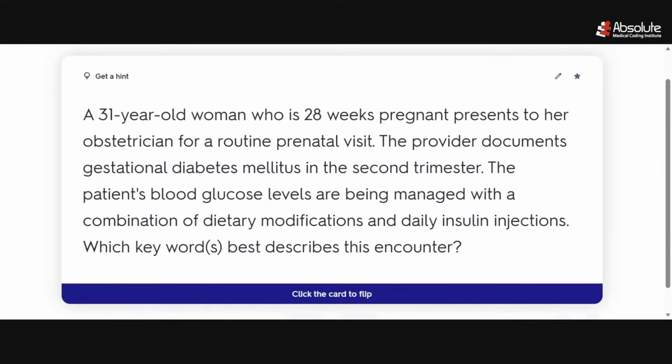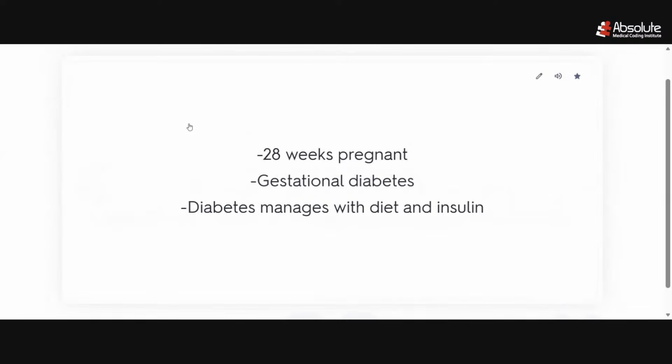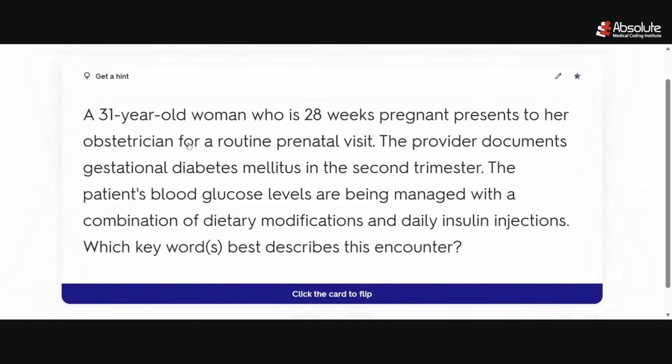All right, it is about that time. So if you're in the middle of typing, still put those keywords you think in the chat. But the ones that I am taking out of this scenario are the gestational age, so the 28 weeks pregnant, the gestational diabetes, and then that diabetes being managed with diet and insulin. So if you got any of those, everyone's usually on the right track or pretty much exact when it comes to these keywords. So awesome job. Keep it up. And now we are going to move on.